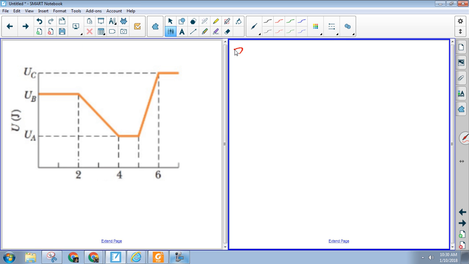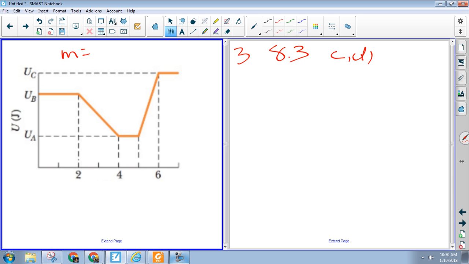Okay, so here we go. Number 3 on worksheet 8.3. We just asked about C and D. So here's what we know. We've got this graph. It gives us the potential energy as a position function for a 0.9 kilogram thing.